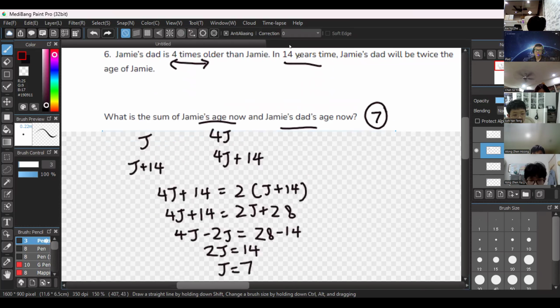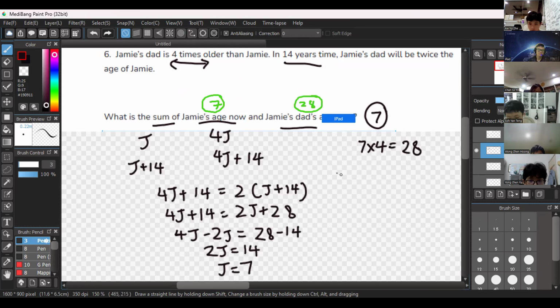And then since his dad is 4 times his age, his dad is 7 times 4, which is 28. And since they want the sum of his age now and his dad's age now, our final answer will be 7 plus 28, which will equal to 35 years old. Any questions?